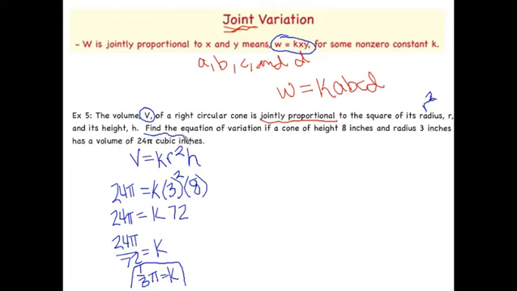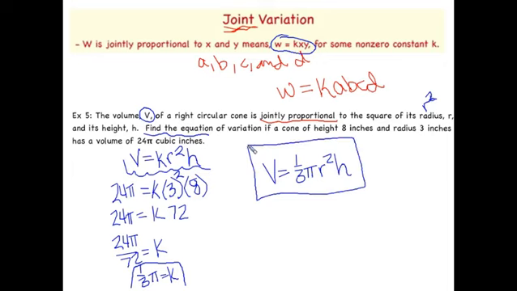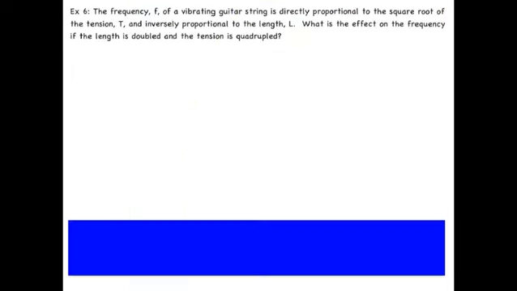So if our goal was to find the equation, V equals, we're going back here. Our constant that we found was 1/3 pi. And we said that we had the radius squared and the height. So here is an equation we could use for any piece of information we might want to find that's related to this specific scenario. Alright, let's check out another example.